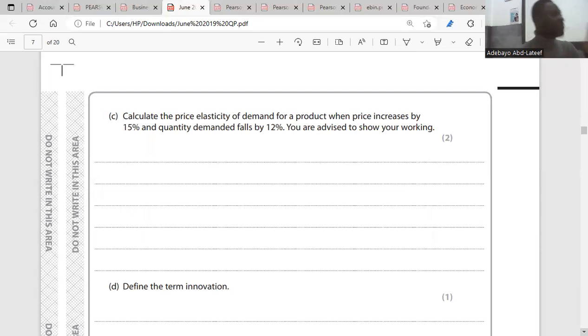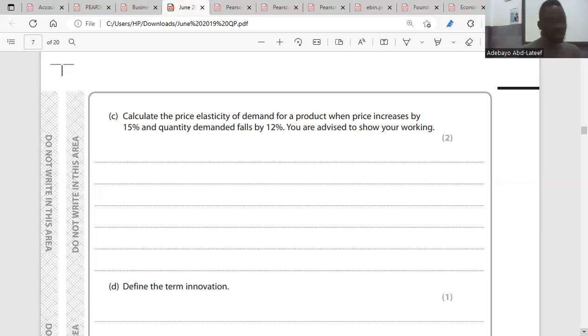Now, what we have here, they said there's an increase of 15%. An increase of 15% means there is a 100% somewhere that has increased by 15, which means 100 plus 15. So our P1 for price is 100, and our P2 is 115.